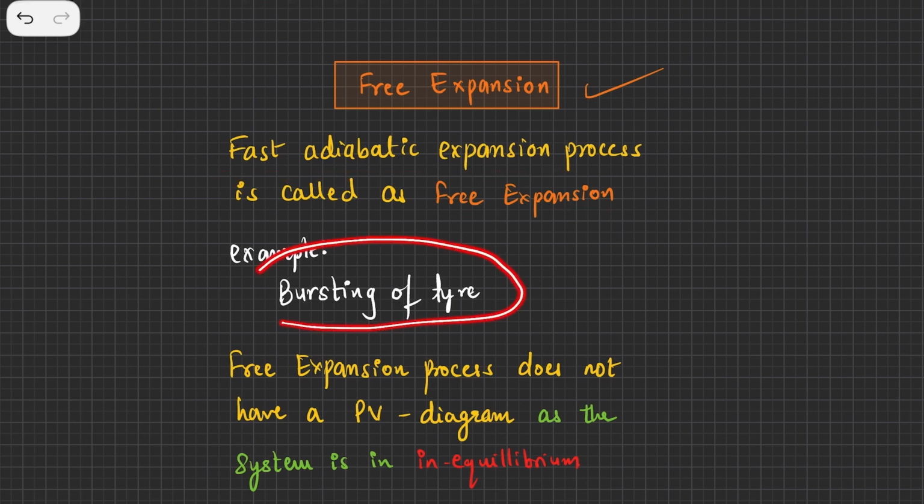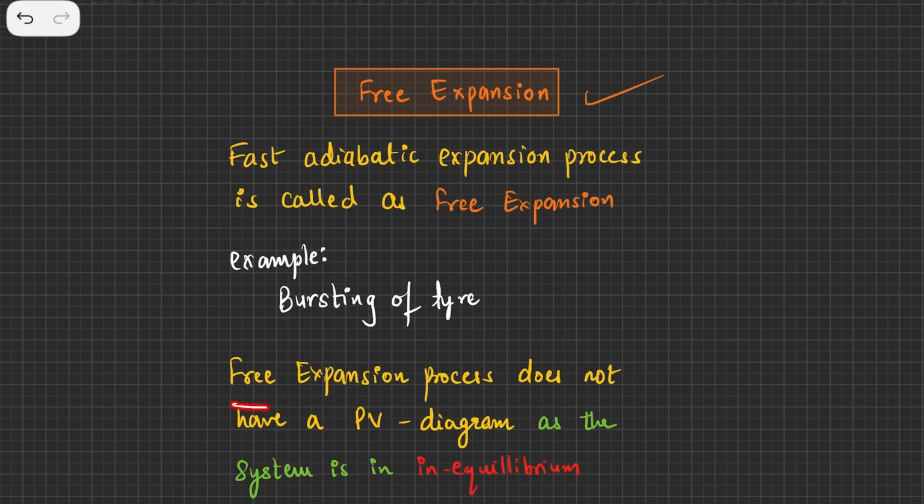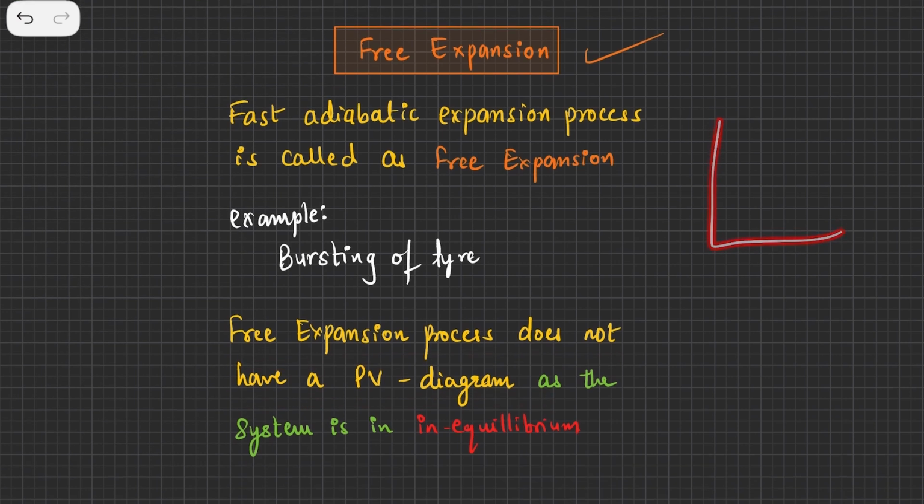The best example for that is bursting of a tire or a balloon. When a tire bursts, the air actually comes out of the tire instantly in a few seconds. However, make sure that we are not talking about puncturing. In puncturing, the air comes out slowly and gradually. So bursting of a tire is one of the best examples for free expansion. Now free expansion process does not have a PV diagram, because the system is in highly inequilibrium. So the system is not in equilibrium. That's the reason why we do not have a PV diagram for a free expansion.